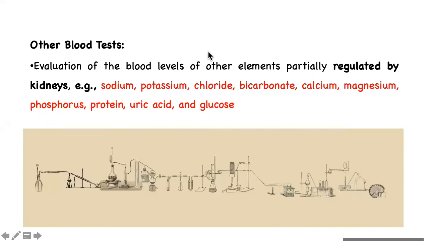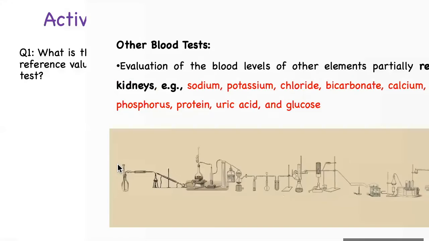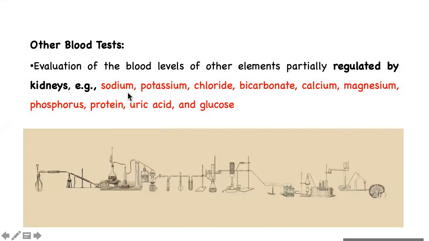In addition to that, a few additional electrolyte levels, such as sodium, potassium, chloride, bicarbonate, calcium, magnesium, phosphorus, protein, uric acid, and glucose, also give a certain level of indication about kidney dysfunction. So when you go through this series of tests, it will give you more confidence about whether the patient is normal or might be suffering from a certain kind of kidney disorder. So I'm done with my first part.